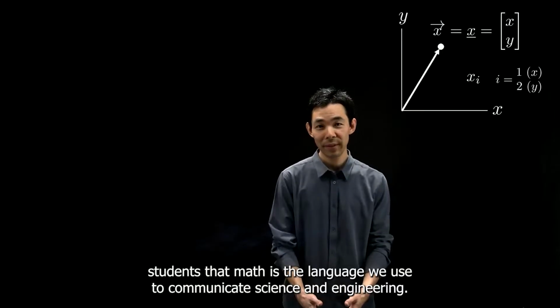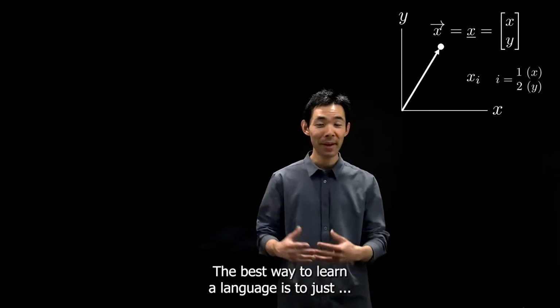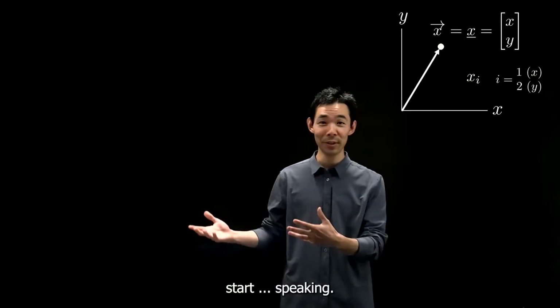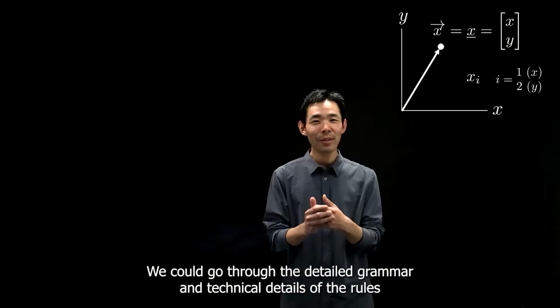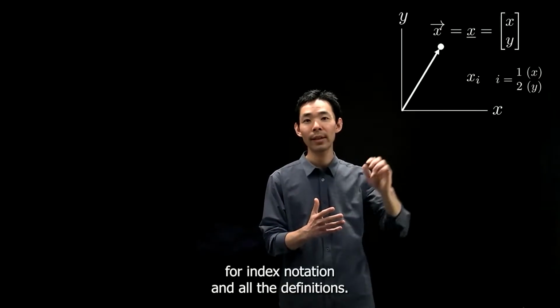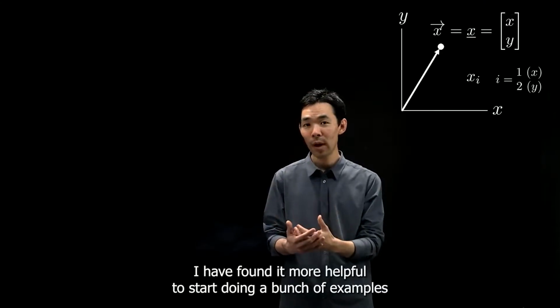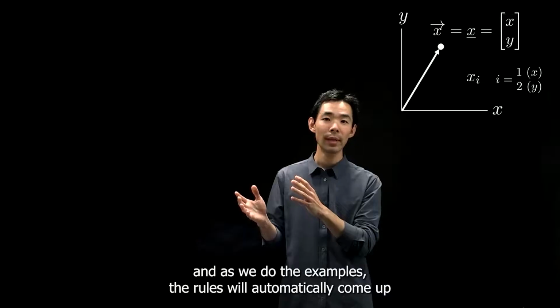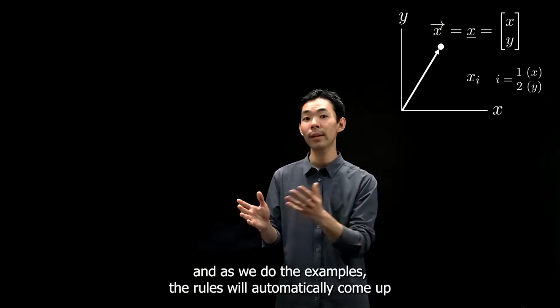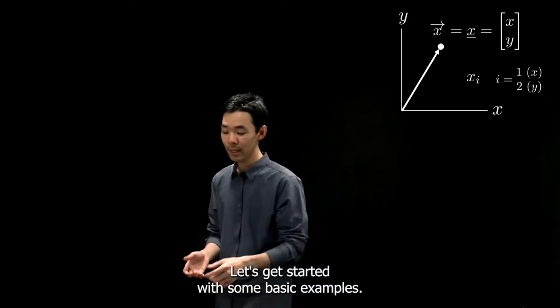Now, I often tell my students that math is the language we use to communicate science and engineering. And the best way to learn language is to just start speaking. We can go through the detailed grammar and technical details of what the rules are for index notation and all the definitions that it has. I have found it more helpful to just start doing a bunch of examples. And as we do the examples, the rules will automatically come up. And as they come up, I will introduce them. So let's get started with just some basic examples.